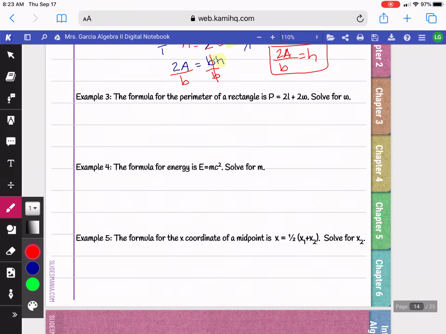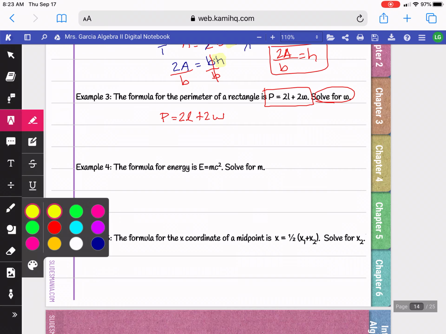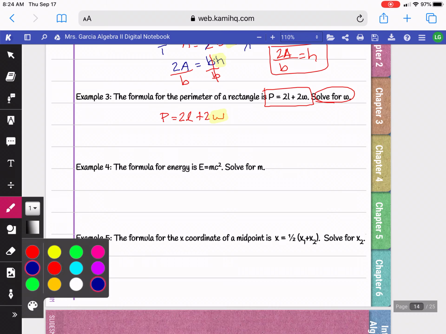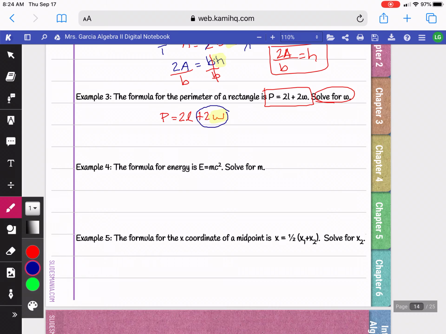The next example here is for perimeter of a rectangle. We have 2 length plus 2 width, and we're solving for the width. So right now, if we look at the width, there's a lot going on that side. So I want to see what's stuck to the width first. Right now it's stuck to the 2w. So I can't get rid of that yet. So I would undo the 2l. The opposite of positive 2l would be minus or negative 2l. And remember, what you do to one side, you do to another. So I'm getting rid of that whole piece, the 2l.